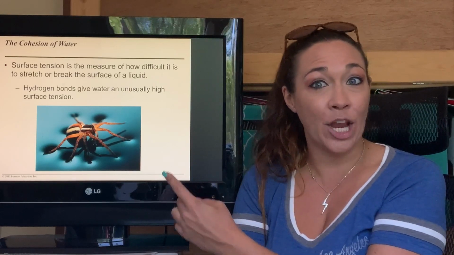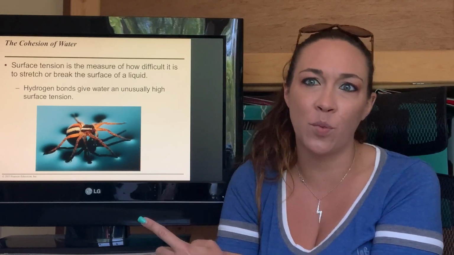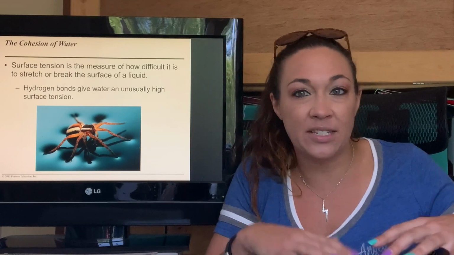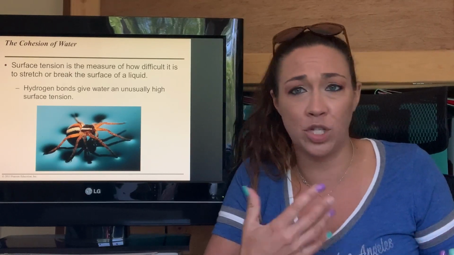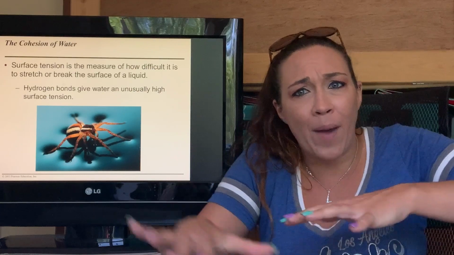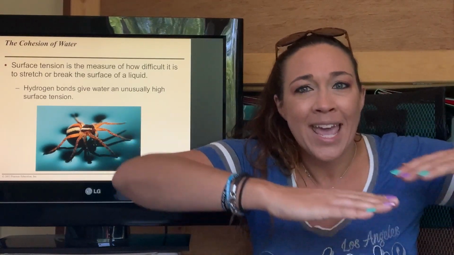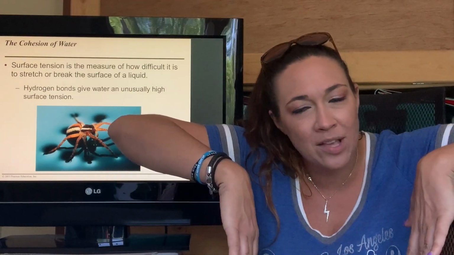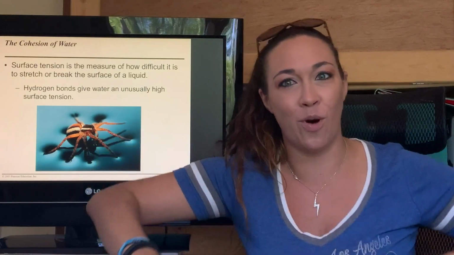And this is how things like creepy crawly bugs can actually walk across water. Because this surface tension, this sticky layer, is essentially these hydrogen bonds that just haven't been broken. So as he balances on these hydrogen bonds, he's not putting enough pressure to actually break them. He's just sitting on these water molecules.